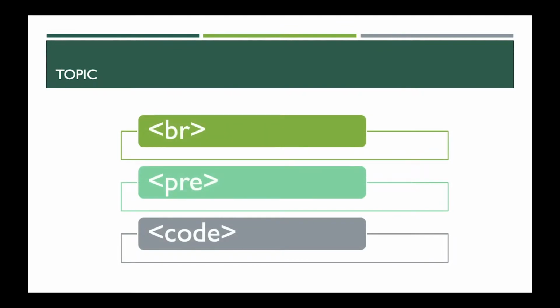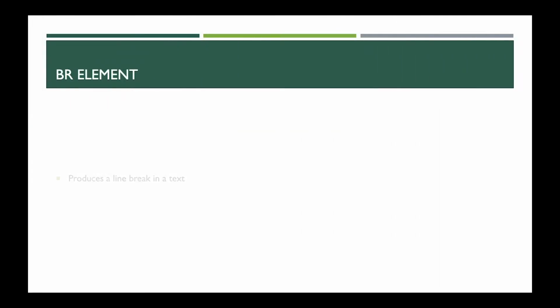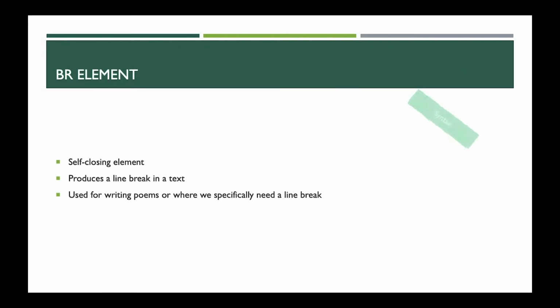So today we'll be talking about BR, pre and code elements in HTML. We will look at what these semantic elements are, and where and when we can use them in our websites or web pages. So first off, the BR element.